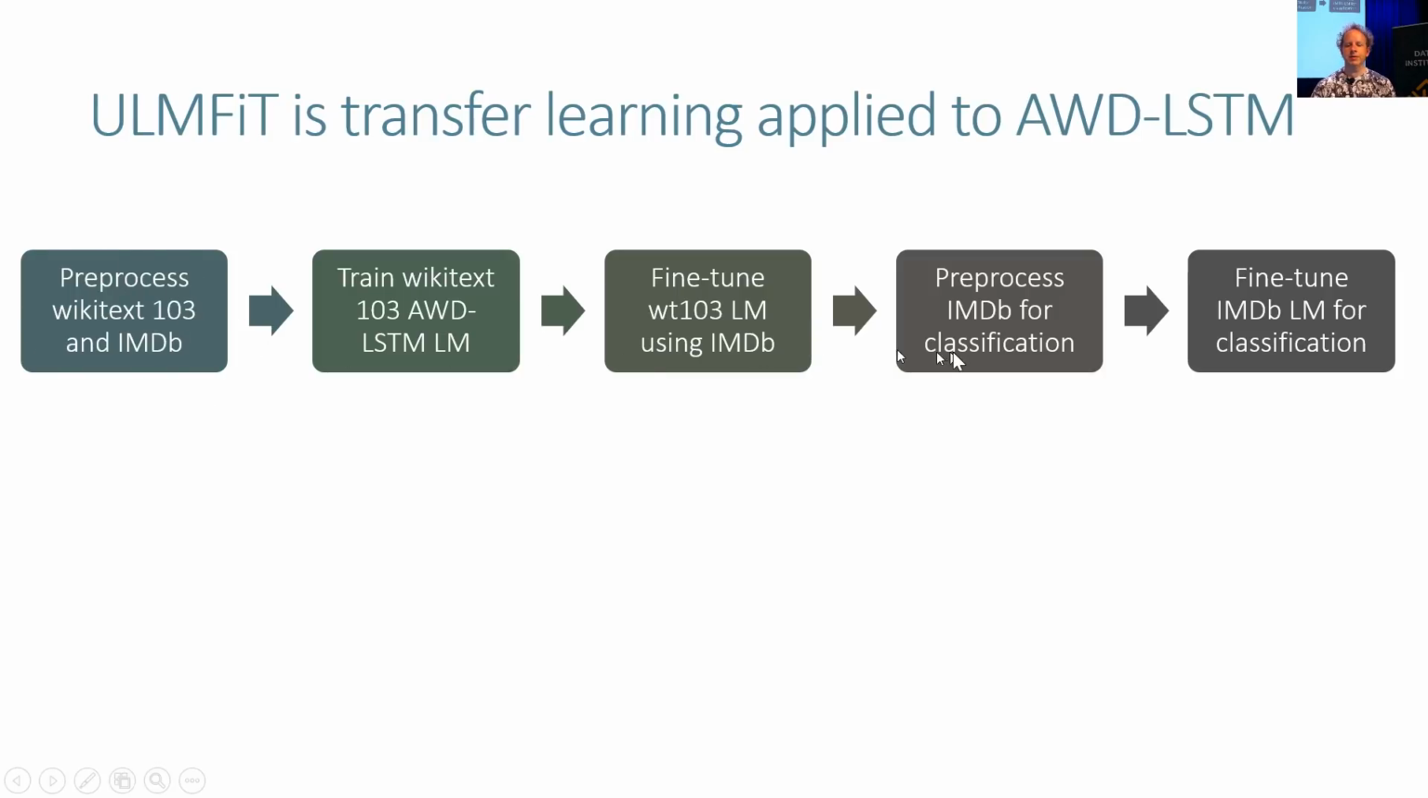And then in each case, we first have to pre-process our data sets to get them ready for using an RNN on them. Language models require one kind of pre-processing. Classification models require another one. And then finally, we can fine-tune our IMDb language model for classification. So this is the process we're going to go through from scratch.